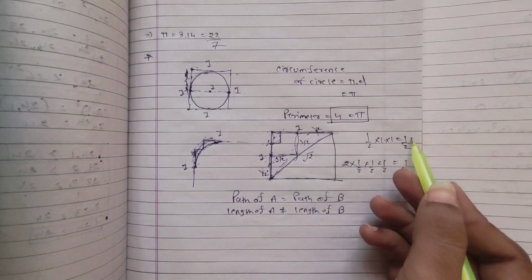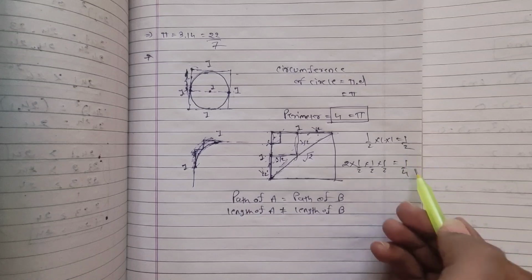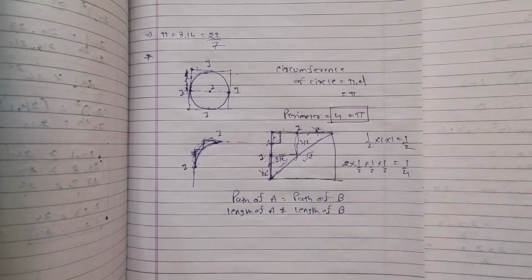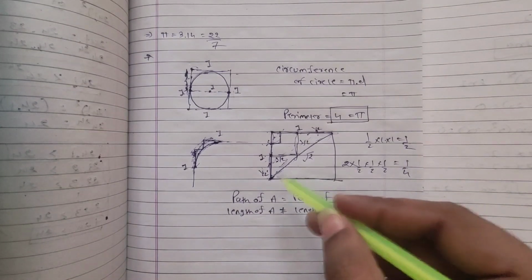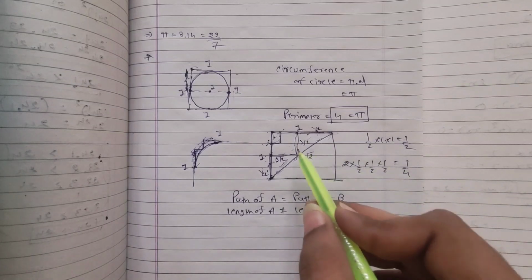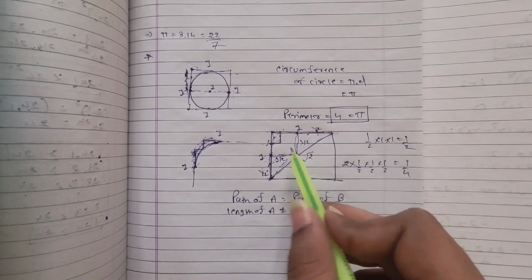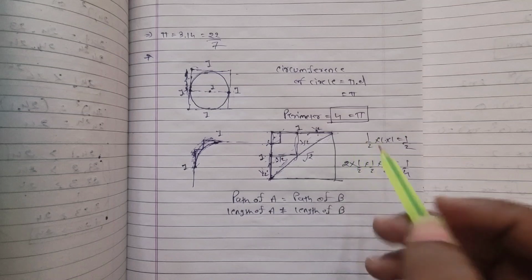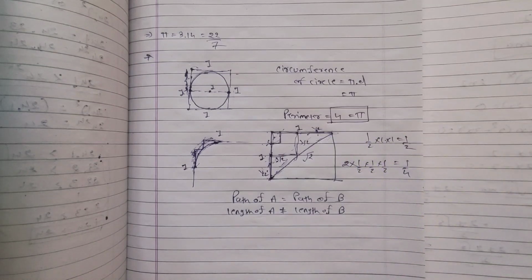And you can see clearly that first I got 1 by 2 area and then 1 by 4. So obviously the area is decreasing, and at one point it will become 0. So this is true for area, but this is not true for path or sides. So I hope you got it. As I said, this is a very interesting, very conceptual video on why pi equal to 4 is not possible.